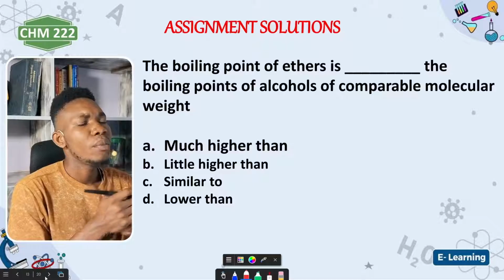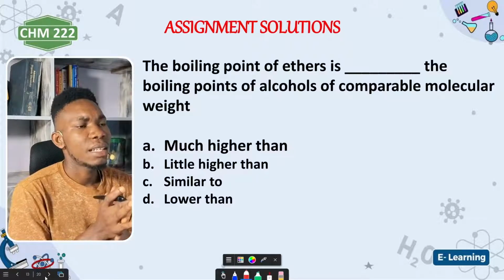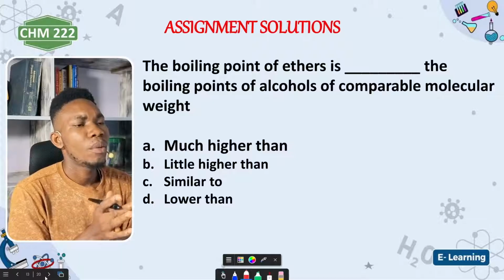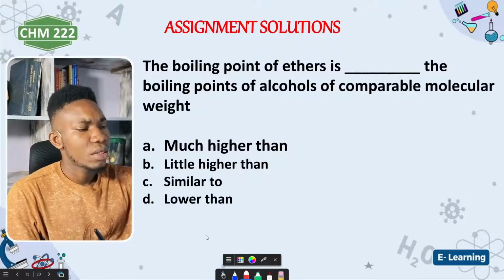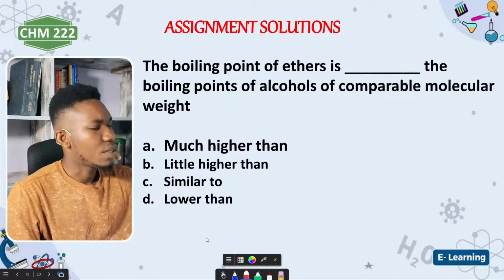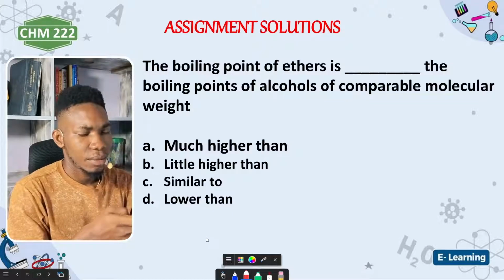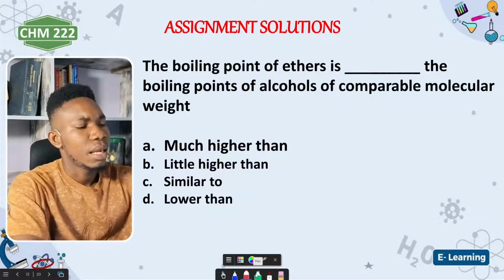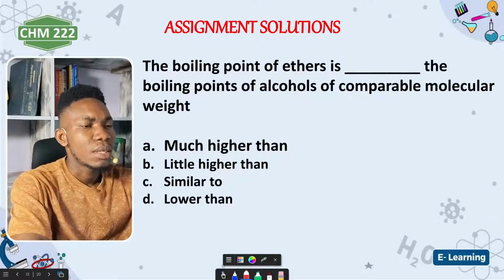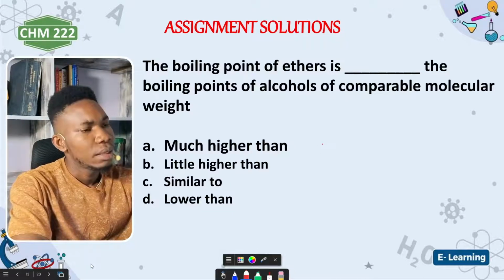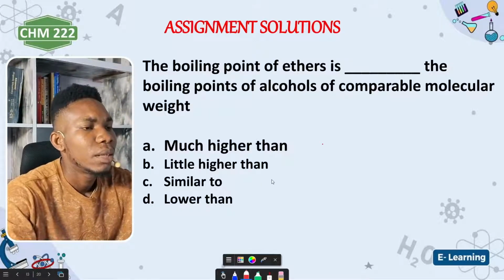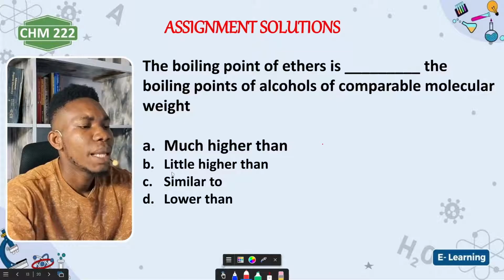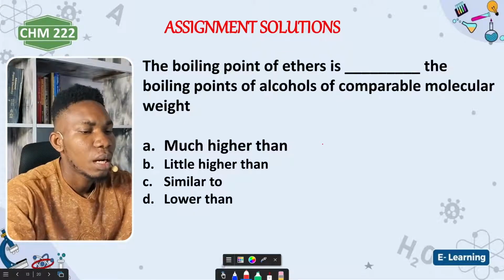Let's see the next. The boiling point of ether is dash than the boiling point of alcohols of comparable molecular weight. Now, alcohols have a higher boiling point than ether. Let us check what ChatGPT has to say about that. Alcohols having a higher boiling point than ether. Let us see what ChatGPT has to say about that. Let me connect. Alcohols have a higher boiling point than ether. All right. So we can say that the boiling point of ether is lower than the boiling point of alcohol.